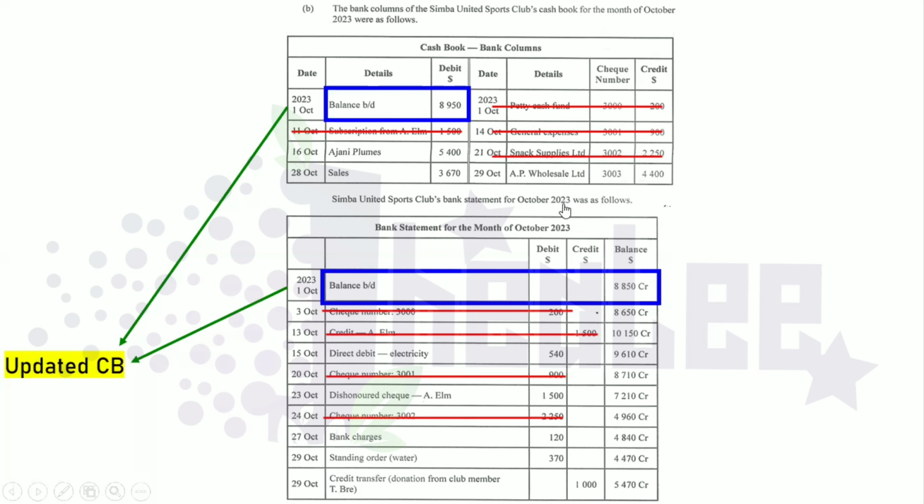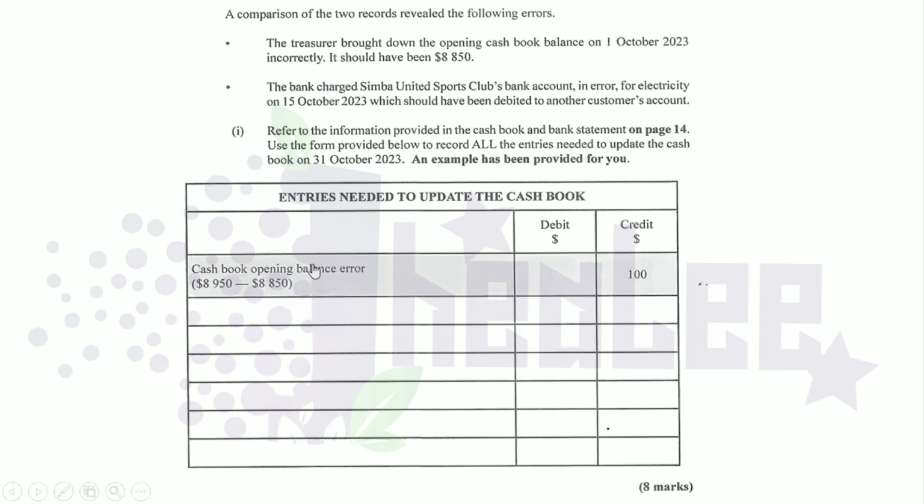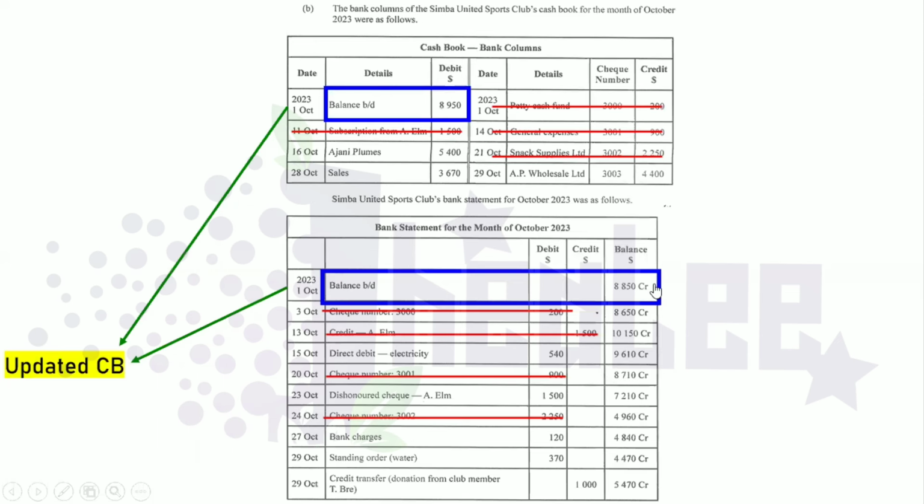So in this case, notice that in the question, as they indicated, the first one was done for you, cash book opening balance error, difference between the 8,950 and the 8,850 gives us 100, and that should be credited to make that correction.